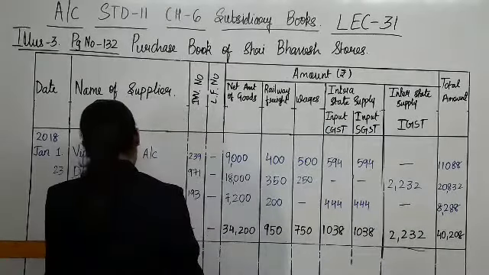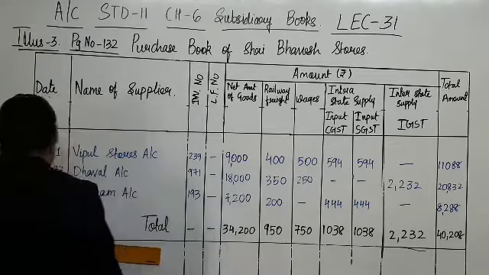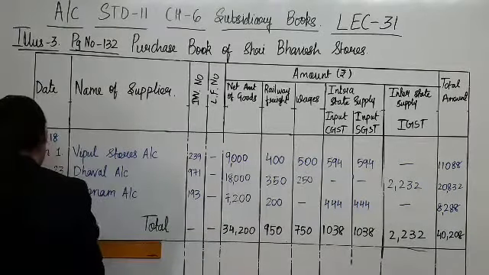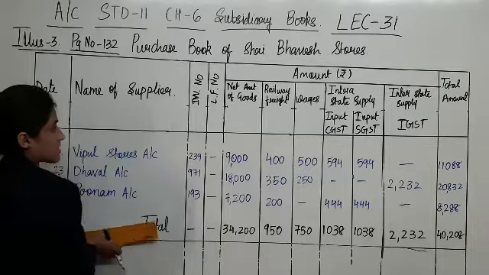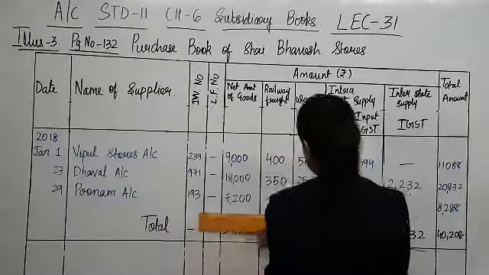Sales book is also similar to this. As I said, the minor change is that instead of supplier, it is the name of customer, and instead of input GST, it is output GST. No other change.